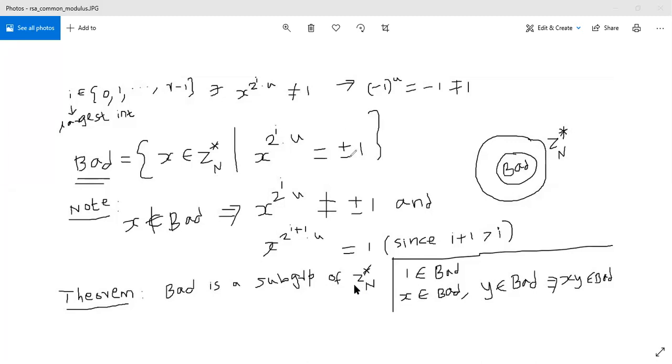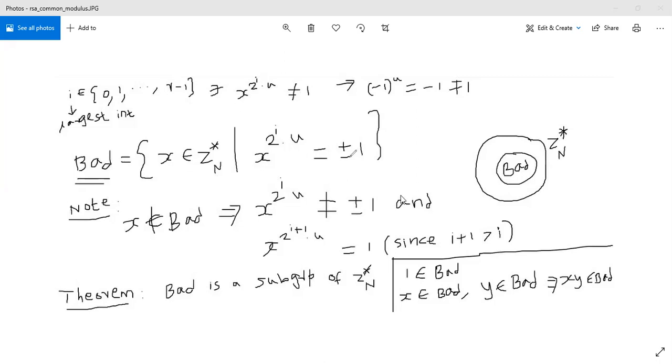We need to prove bad is a strict subgroup of Z star n. How do we go about proving it? We do know, remember, that we were able to find the largest i such that x power 2^i times u is not equal to 1. And I proved earlier that such an i must exist. For example, when you set x to be minus 1, which is part of Z star n, minus 1 power u is minus 1, which is not equal to 1. That means we can always find the largest i such that x power 2^i times u is not equal to 1. The question now is, is there an element in Z star n that is not present in bad? Okay, so let's go ahead and prove that.